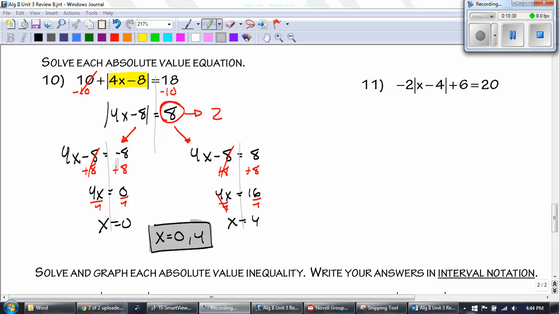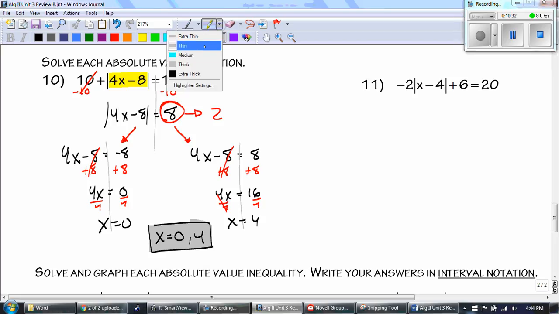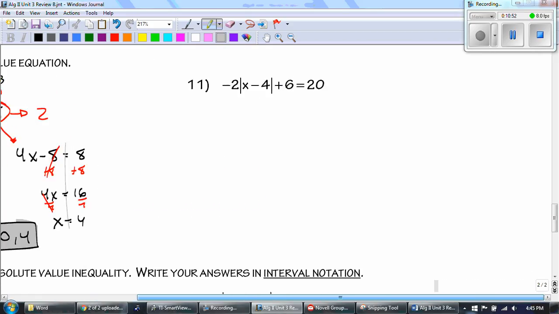Okay, so adding 8 to both sides. Now remember, when you are adding 8 to both sides, negative 8 plus 8 is 0. I know they cancel out, but you still have to put a 0 there. Okay, and when you divide 0 by 4, you get 0. On the other side, you end up with x equaling 4, and then I just put my two answers in order from least to greatest.